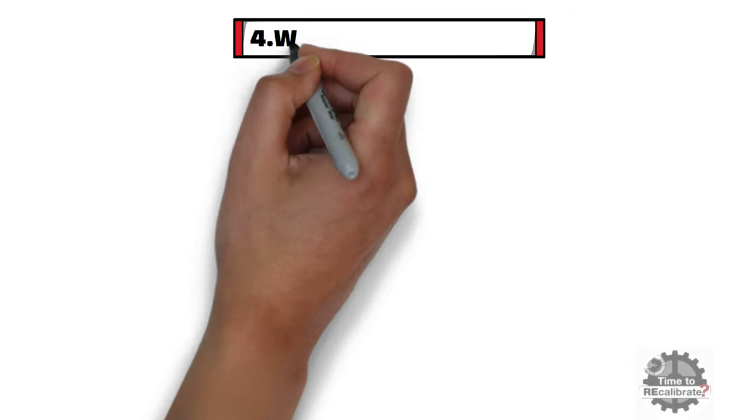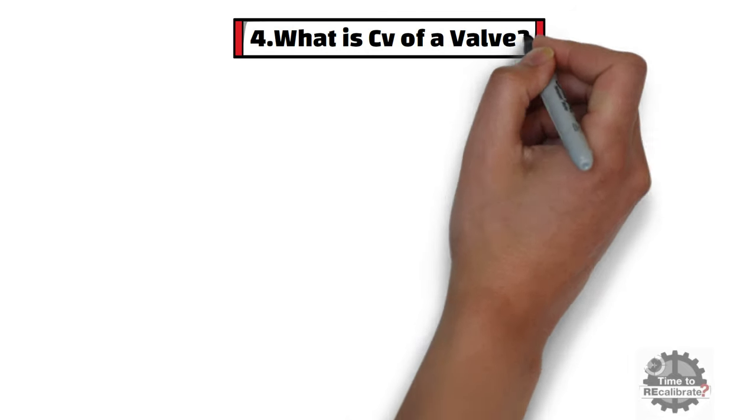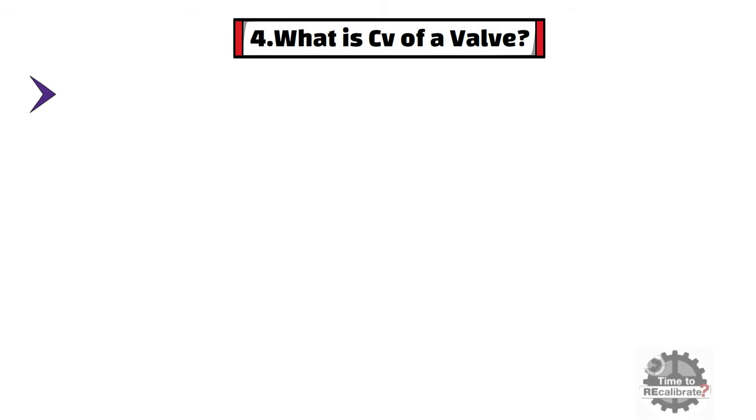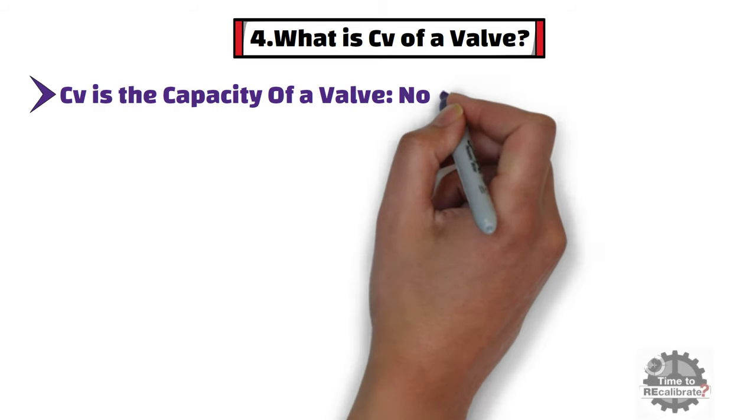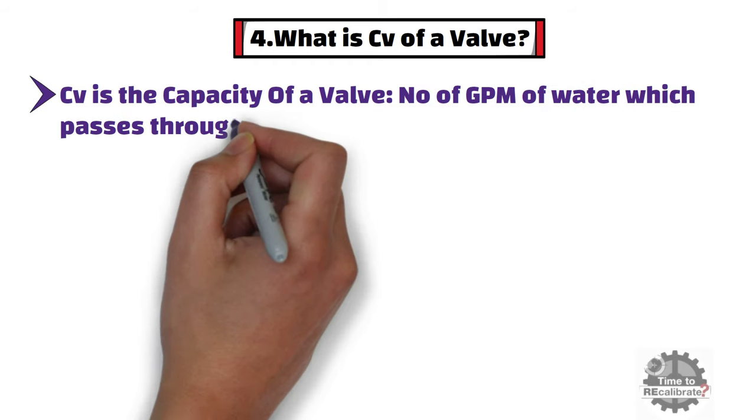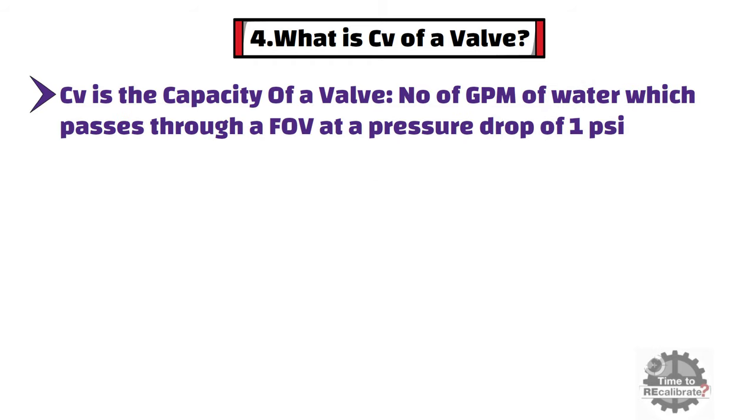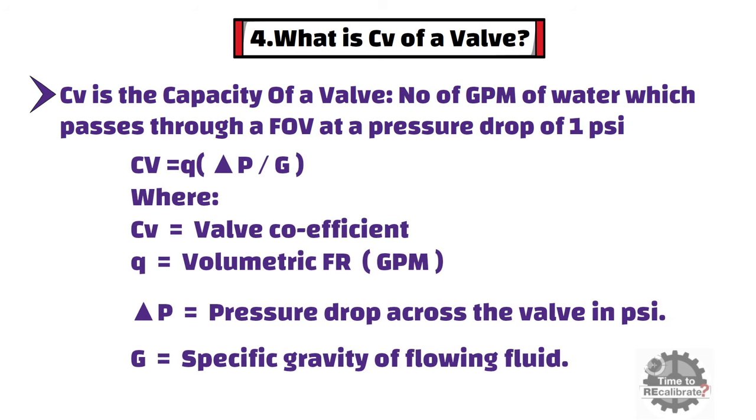Fourth question is, what is CV of a valve? CV is the capacity of a valve, and it is defined as number of gallons per minute of water which passes through a fully open valve at a pressure drop of 1 pound per square inch. As you can see, this is standard equation of CV. In this equation, CV is valve coefficient. Q is volumetric flow rate. Delta P is pressure drop across the valve in PSI. G is specific gravity of flowing fluid.